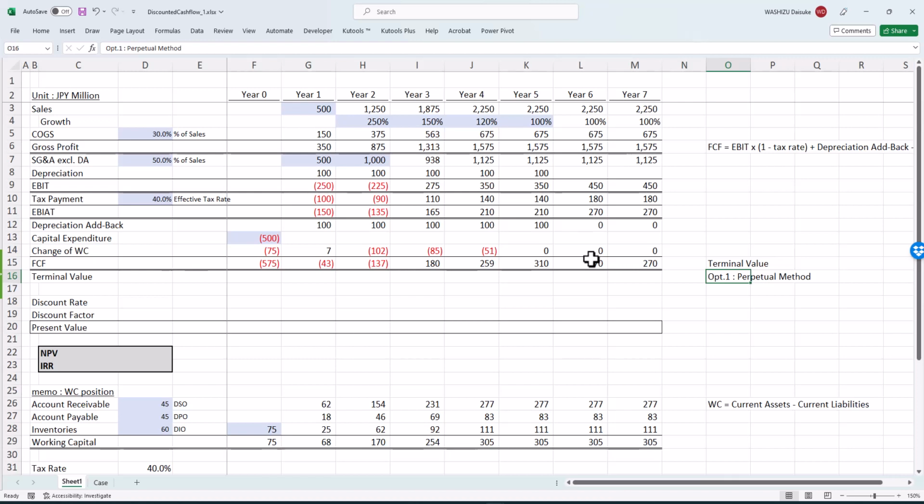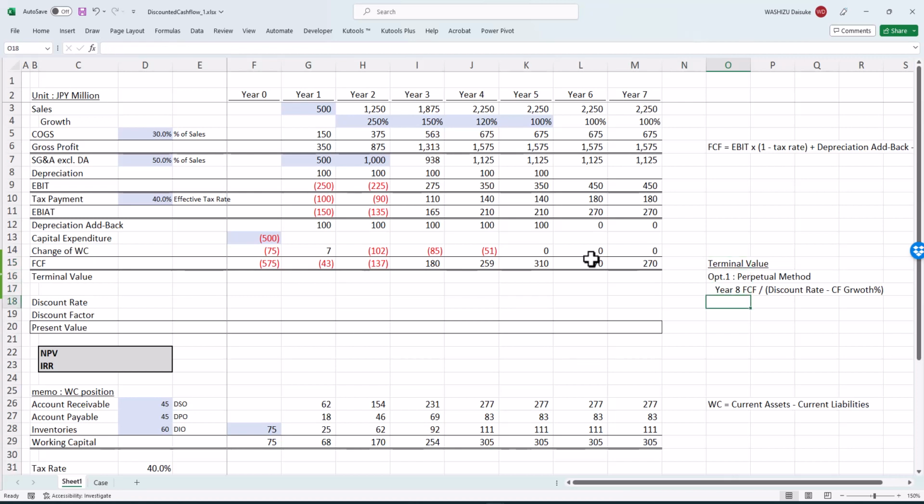which is the cash flow lasting forever after the year 8. And when we have a perpetual value, it is year 8 free cash flow divided by discount rate minus cash flow growth rate. Okay, so that's option 1, the first approach.